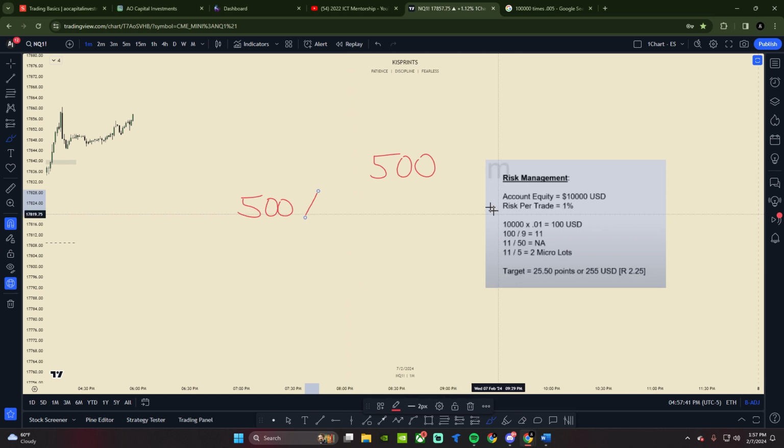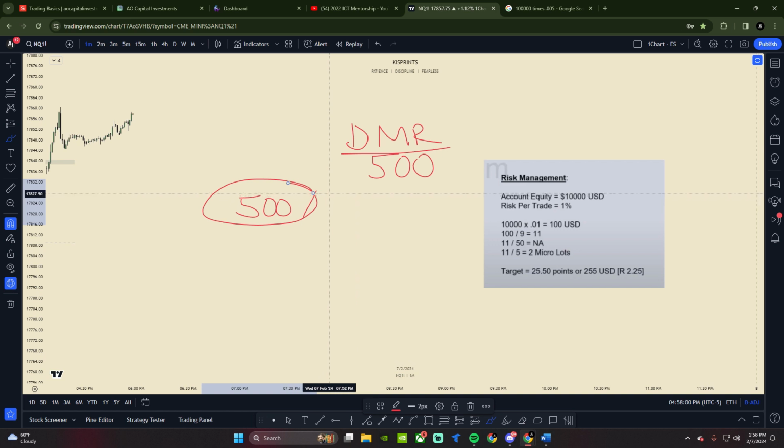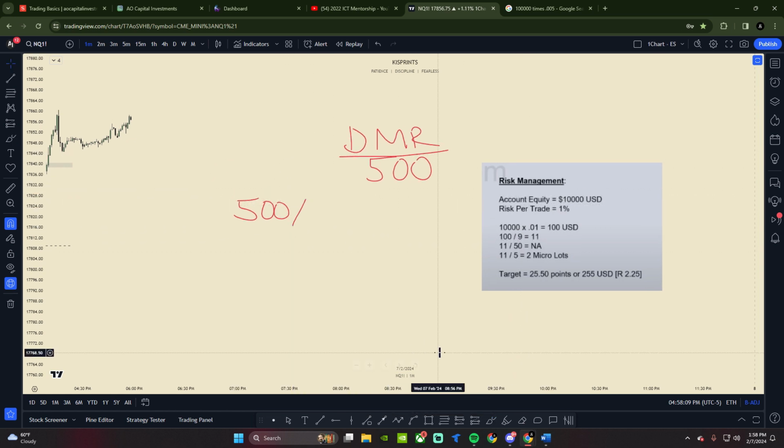So we have our maximum risk. This is our daily max risk, 500. You're gonna take this number and divide it by how many points you're targeting. So how many points do you usually target in a day on NQ? 40, 40 handles.